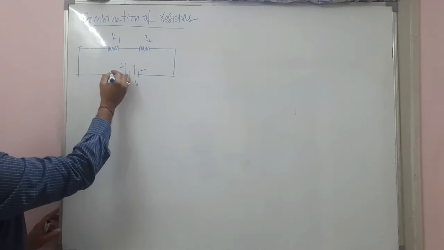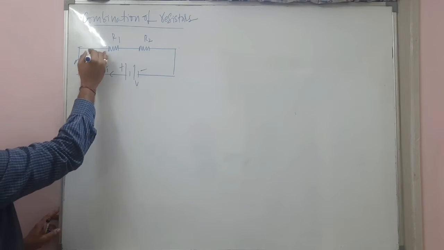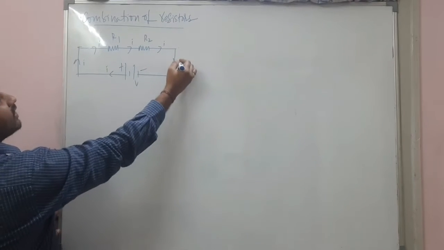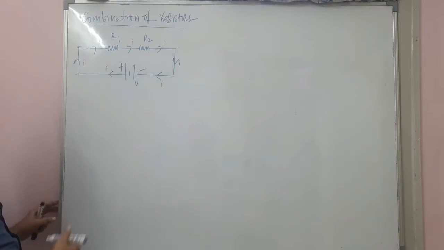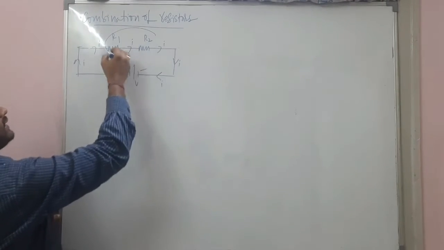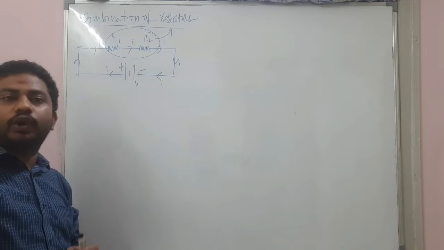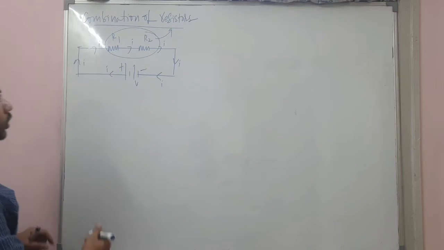When we switch on the battery, there is a current I flowing through the circuit. You can see the same current is flowing through both the resistors. And we say that they are in the series combination when the same current is flowing through them. Alright, and one more thing.